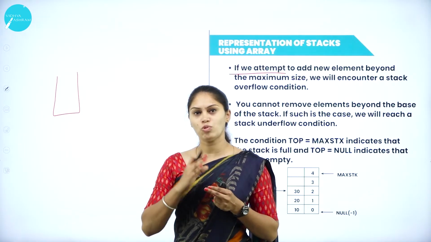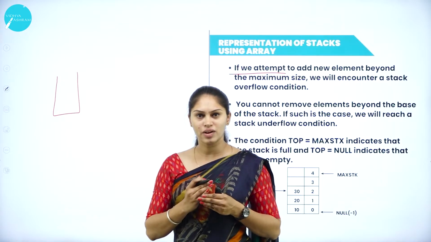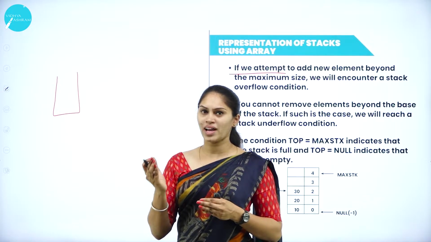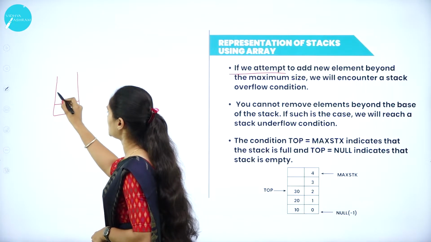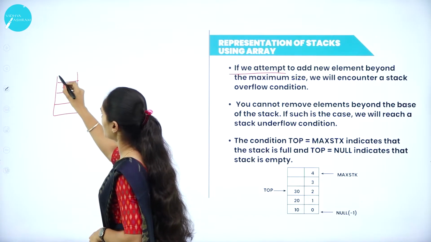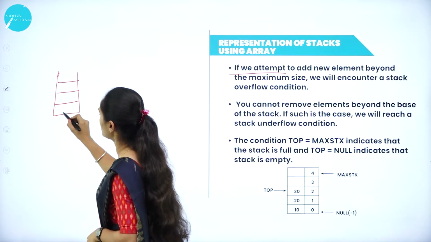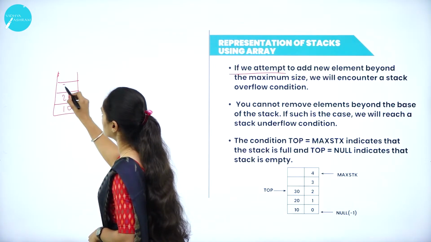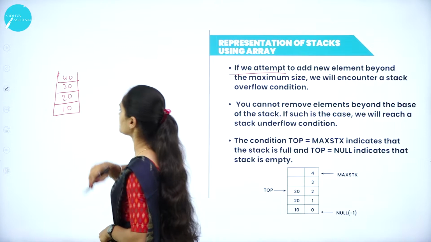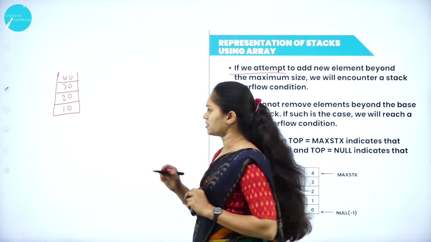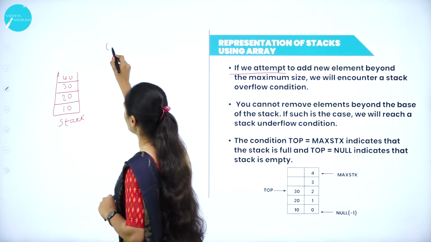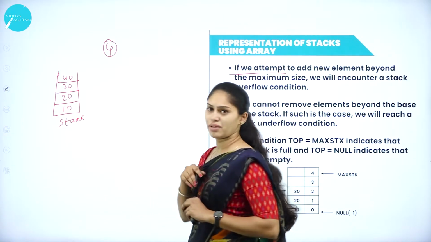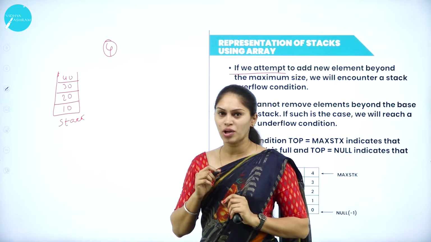This will be a one-dimensional array. If it is a one-dimensional array, it can be row-wise or column-wise. Let me take 4 elements: 10, 20, 30, 40. So this is my stack, and it has 4 elements. What will top indicate?